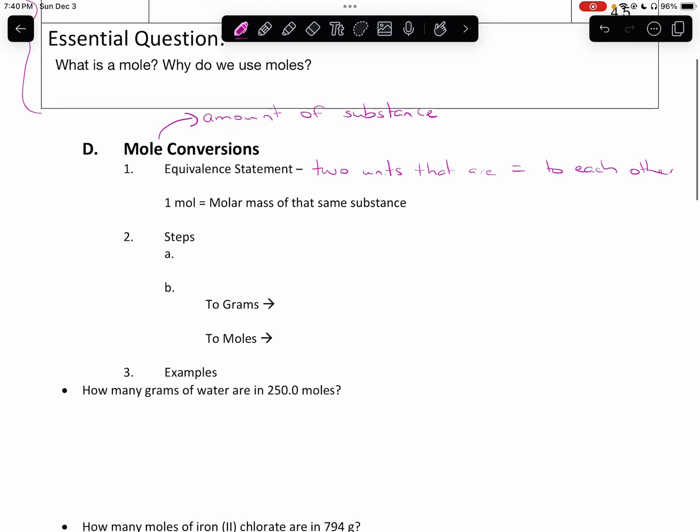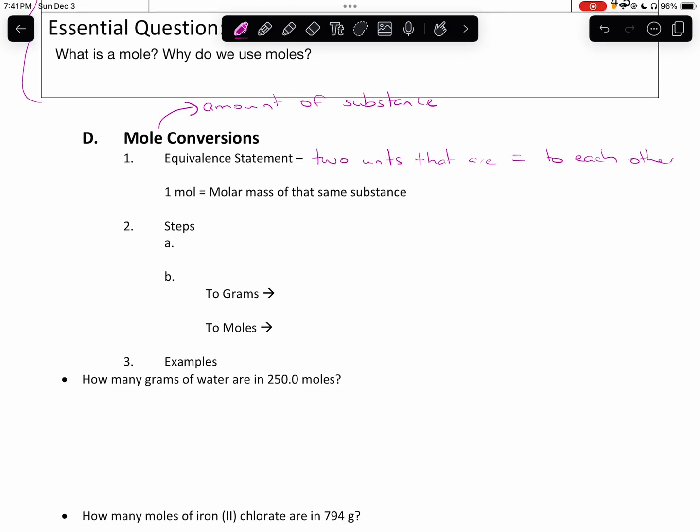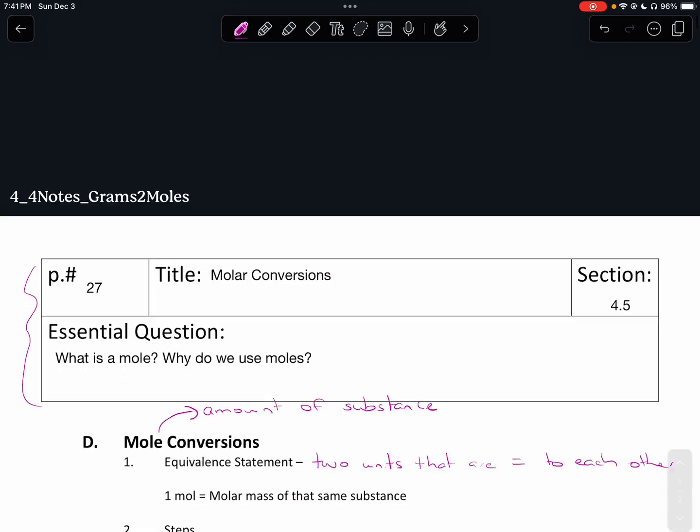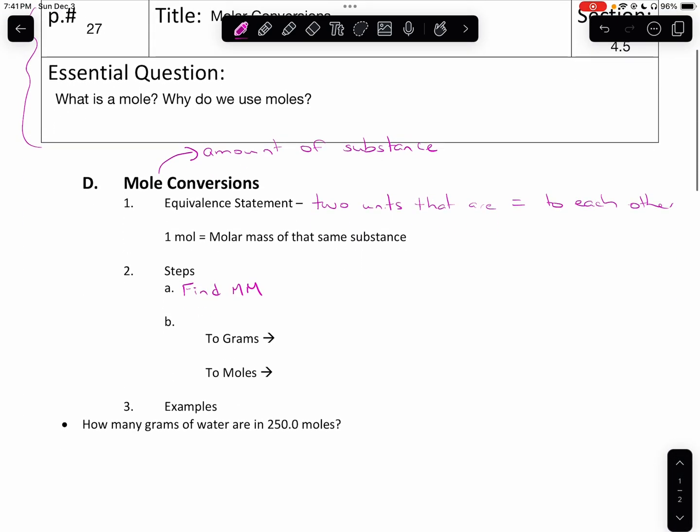So our first step then has to be that we have to find the molar mass. So step A is we're going to find the molar mass. And this is something we've been practicing now for a week and a half. All right, so we're going to find molar mass. Step 2 is kind of where we're going to have to split. We're going to have to decide what we're looking for.